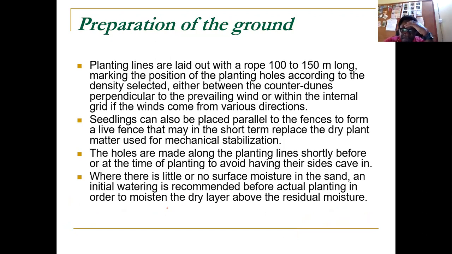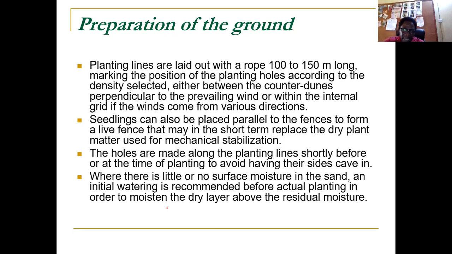Seedlings can be placed parallel to the fences to form a live fence that may, in a short time, replace the dry plant matter used for mechanical stabilization. So after stabilization, you can then plant such an arrangement that once the fiber used in the mechanical stabilization withers or rots, the planted seedlings can take over.